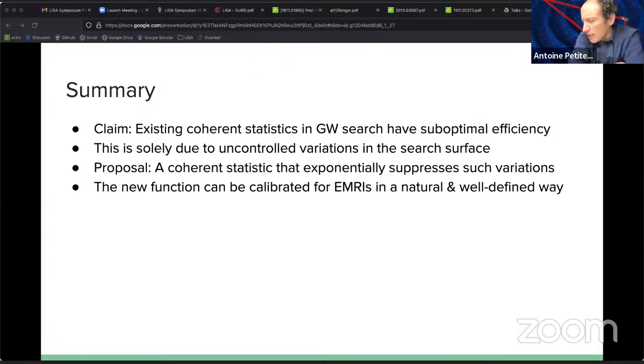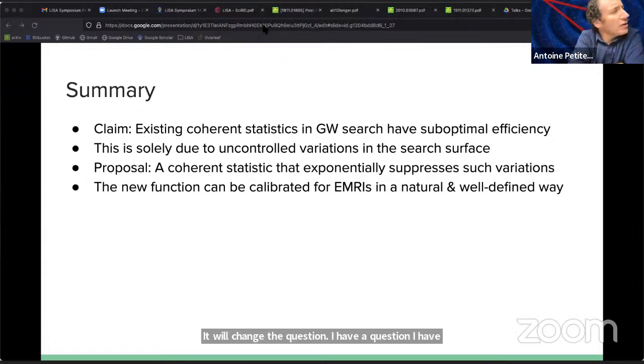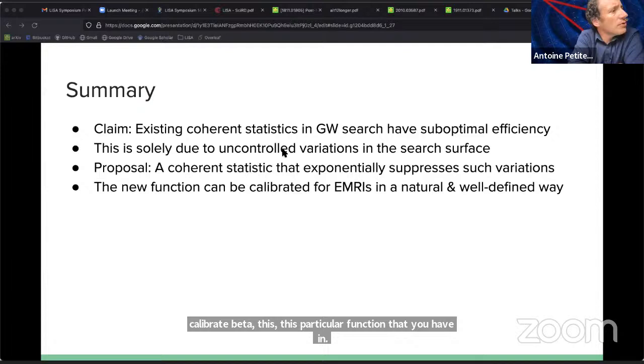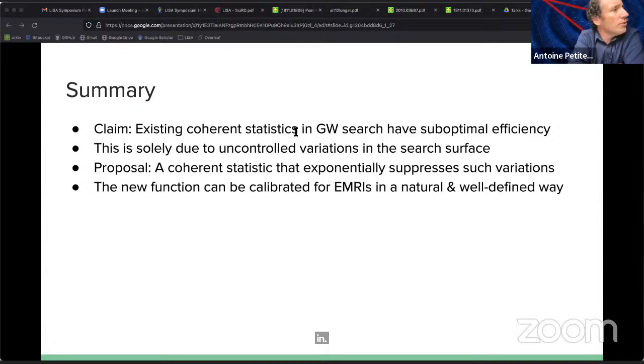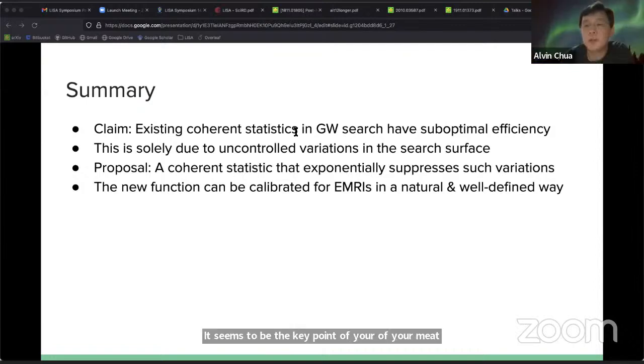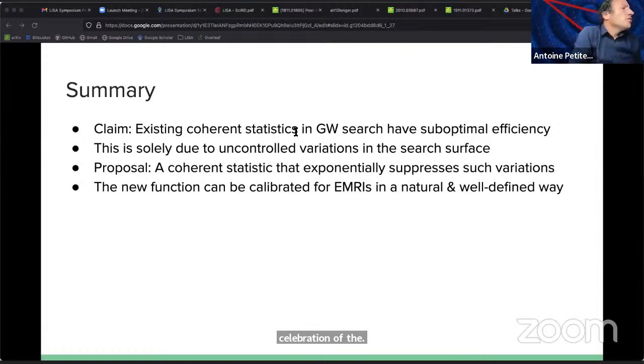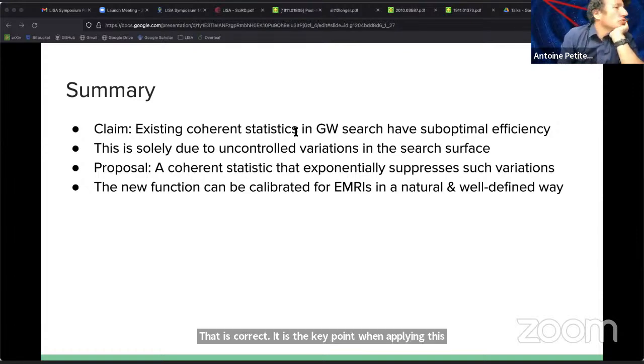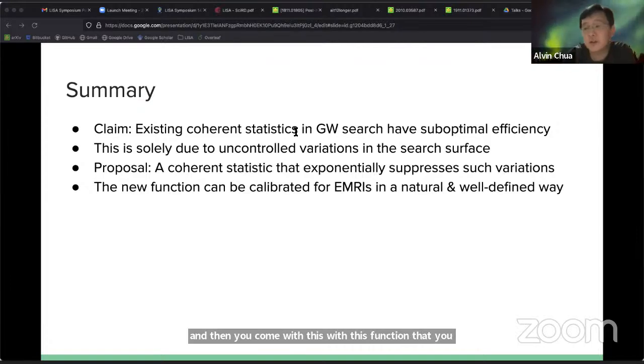I have a question. How do you calibrate beta, this particular function that you have? It seems important. It seems to be the key point of your method, this calibration. That is correct. It is the key point when applying this. And how did you come up with this function? Yeah, it is actually the important thing.